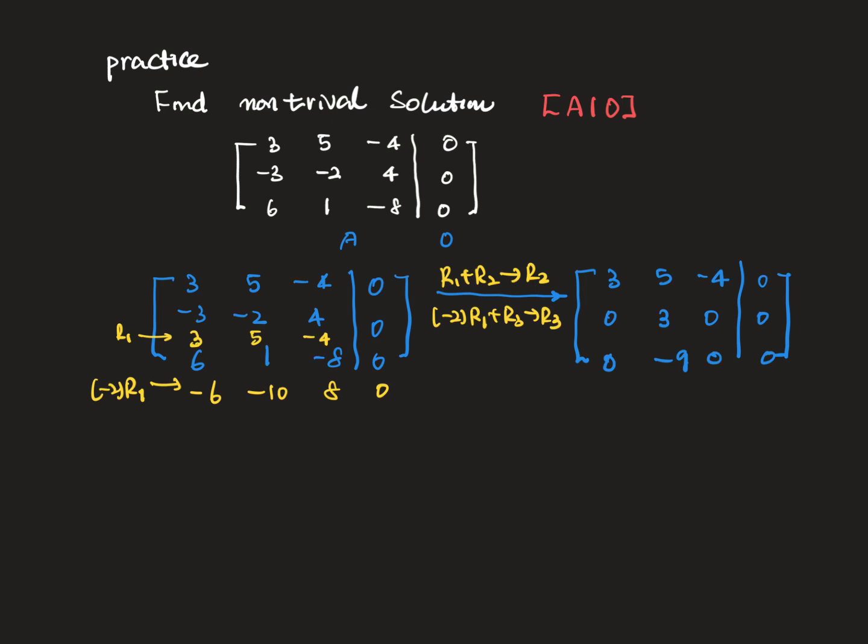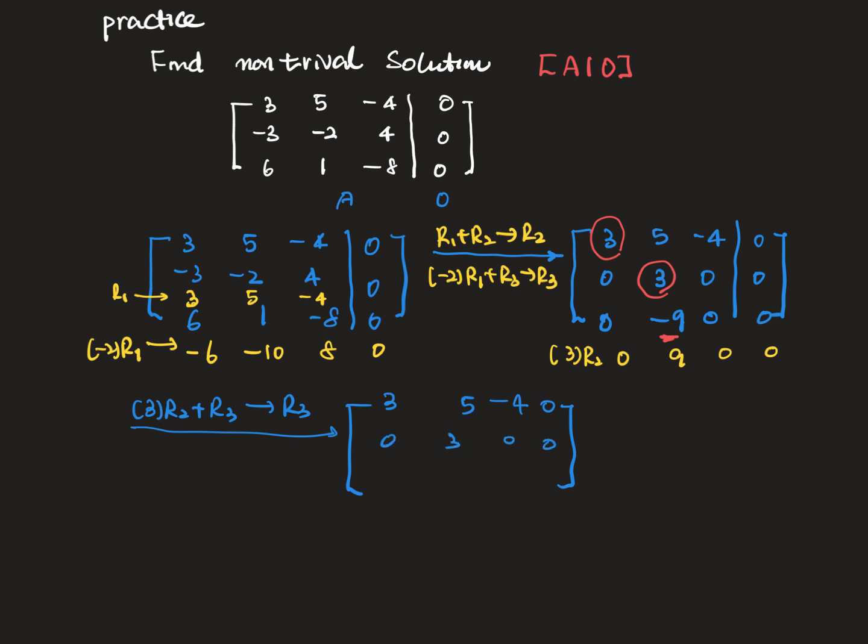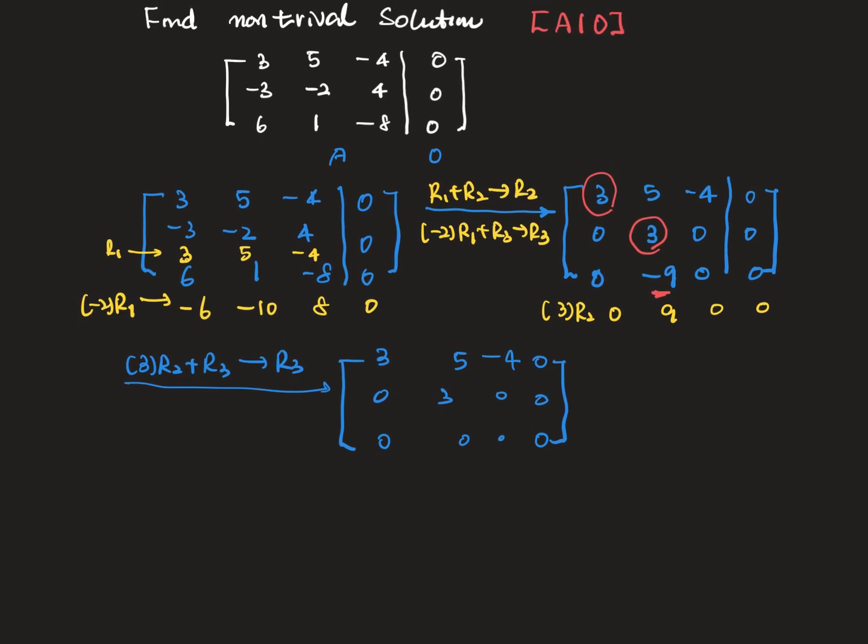Okay? So another thing is the pivot. Here is a pivot, here is a pivot. So this guy should be 0, right? So what do you have to do? What do you need here? You have 3 times R2 probably here: 0, 9, 0, 0. So what kind of operation did you do? 3 times R2 plus R3 going to R3. So you have 3, 5, negative 4, and 0, 0, 3, 0, 0, 0, 0, 0, 0. That you have, right?